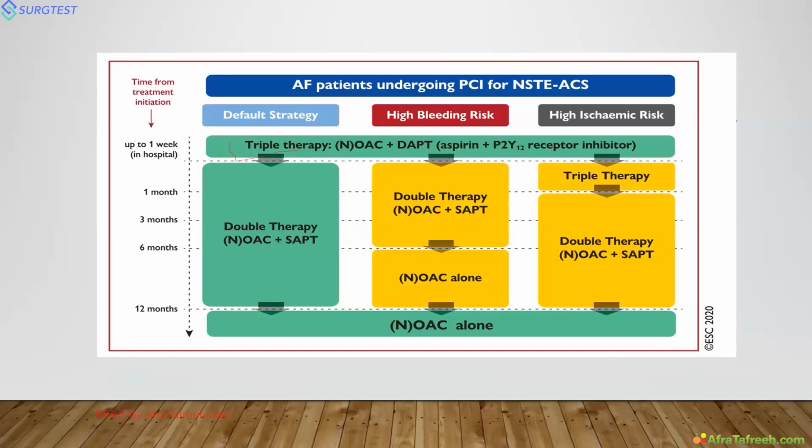Then following that, you have to stop after 1 month. Then you have to give double therapy, which is NOAC plus single antiplatelet. Then further you have to give only NOAC. Remember this, right? We have to give triple therapy, then further double therapy for 1 month to 1 year, and then only NOAC.